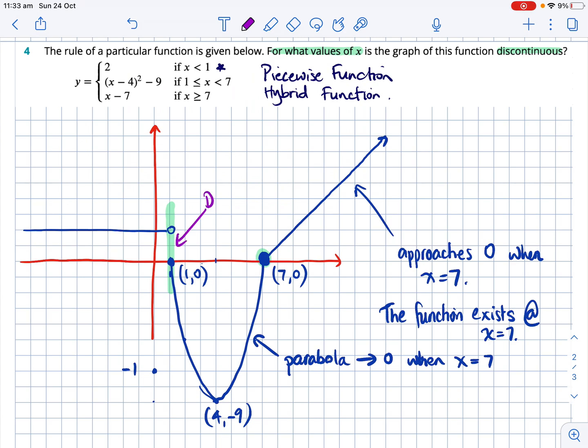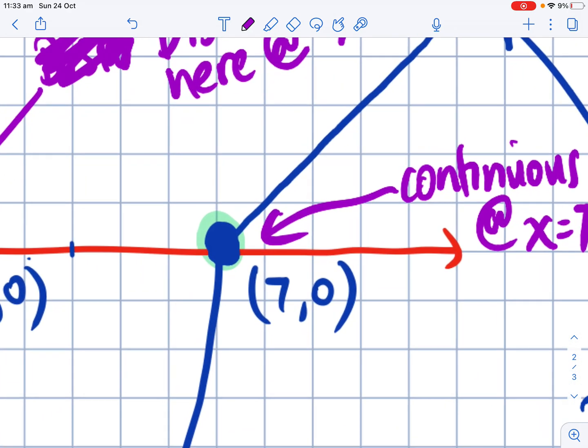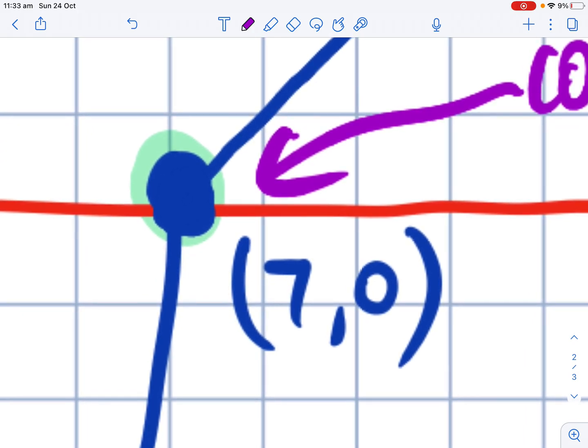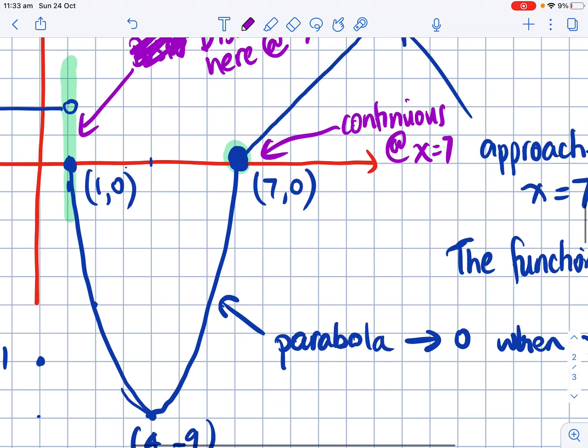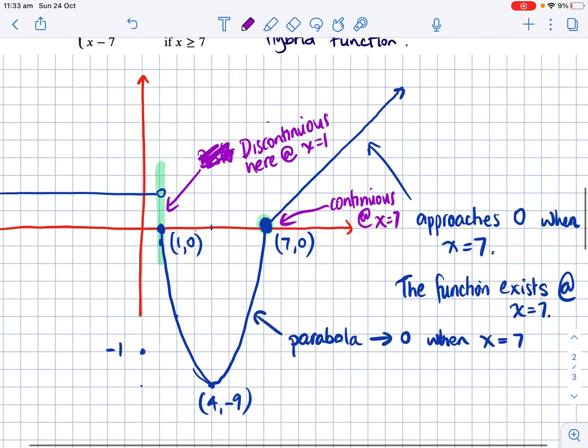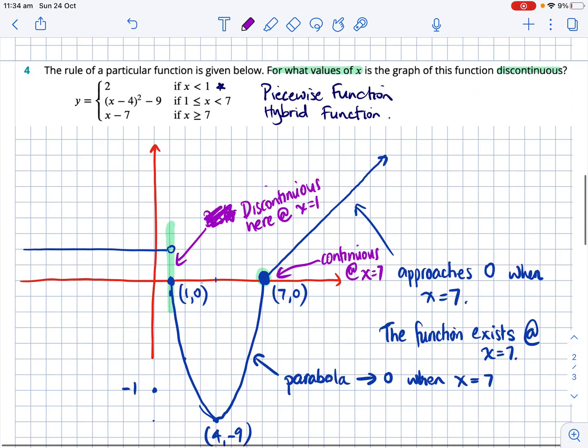Let's change my pen. So discontinuous here. Whoops. Struggling to spell today. Discontinuous here at x equals 1, and it is continuous at x equals 7. But again, if I zoomed in on this point, it wouldn't approach a straight line. So the gradient doesn't exist at x equals 7, but it is continuous at that point. All right, that's the end of this question.